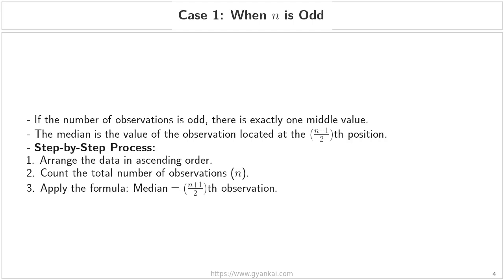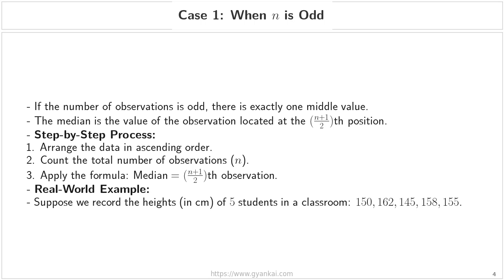To make sure you get this right every time, let's follow a simple step-by-step process. First, always arrange your data in ascending order from smallest to largest. Second, count how many observations you have in total. This is your n. Third, apply our formula. The median equals the quantity n plus 1 divided by 2 and identify which position that refers to. Let's look at a real-world example to see this in action.